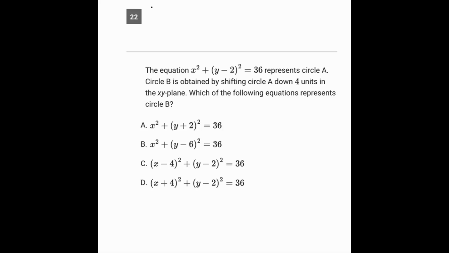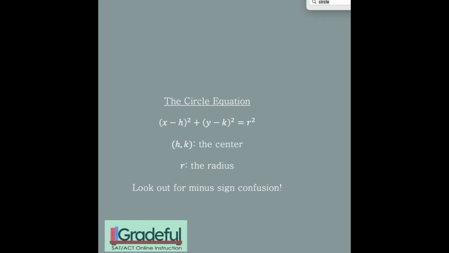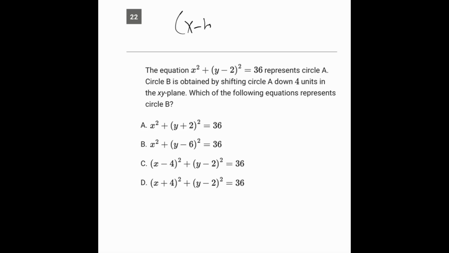Now going to question number 22. Here you want to make sure you have the circle equation memorized. And that equation is x minus h squared plus y minus k squared equals r squared. H comma k is the center and r is the radius. So let's try that over here. This is our equation again. And noticing that there is no number here in the original equation, we know the x value of the center is 0. And right here, you have minus 2. So that actually means that the center, the y value of the center is positive 2.